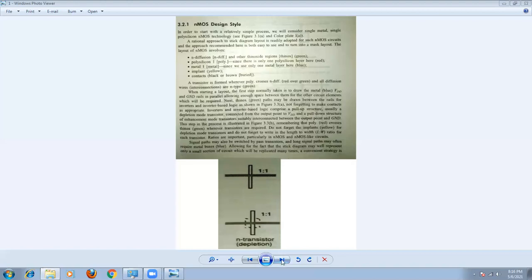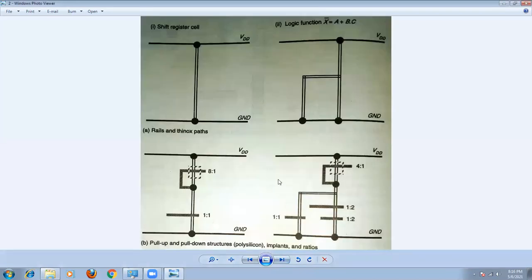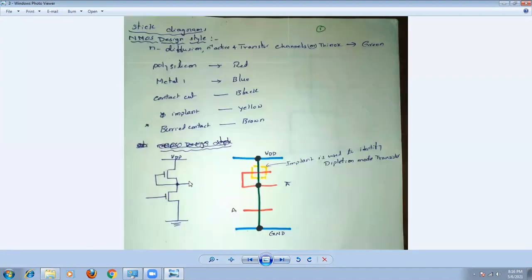Next slide, you can see how to draw a stick diagram. Now we'll discuss. Just observe here. You know the inverter circuit. This is the circuit diagram of the inverter. This is the VDD line. This is the depletion mode transistor, the N channel. Again, from here to here, the N channel. And at this point here we have an ordinary contact. Here we have an ordinary contact, but this point is not an ordinary contact.